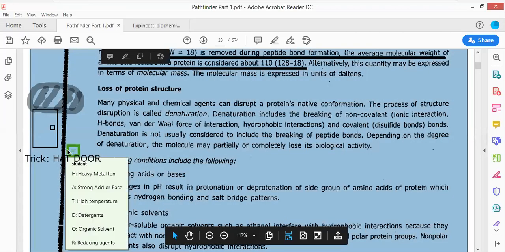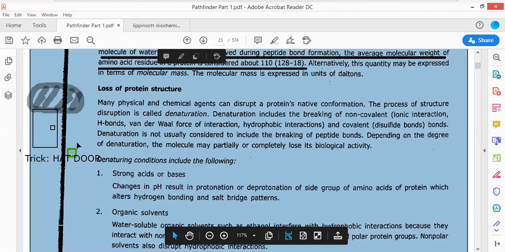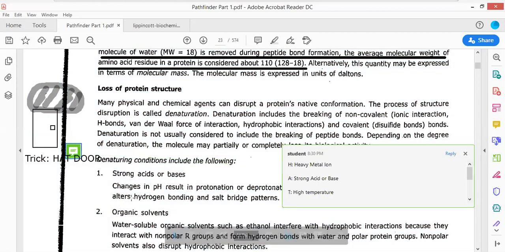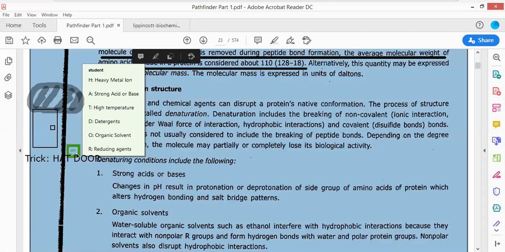Now you can remember this here. Just a minute, I can show you there also. See this. H stands for heavy metal ion. A stands for strong acid or base. T stands for temperature. D stands for detergent. O stands for organic solvent. And R stands for reducing agent. So these are the components that will disrupt the structure of the protein.